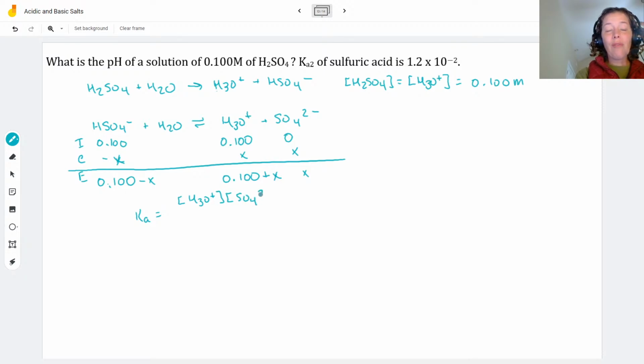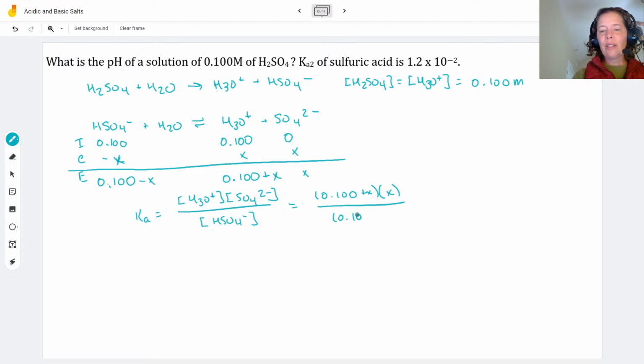So we're going to have a lot of X's here, and this is over HSO4. Just plugging in our equilibrium concentrations, we have 0.100 plus X, sulfate is just X, and then this is over 0.100 minus X.